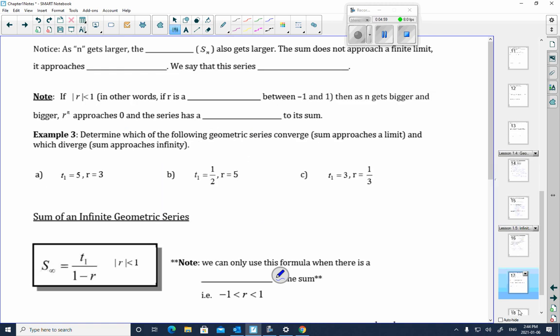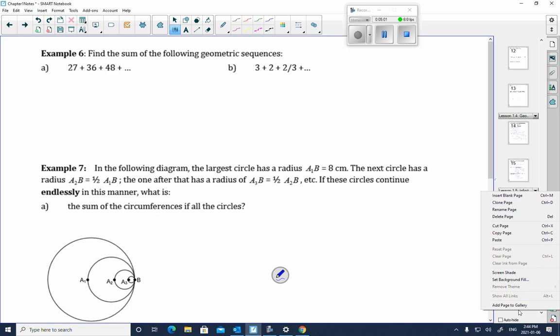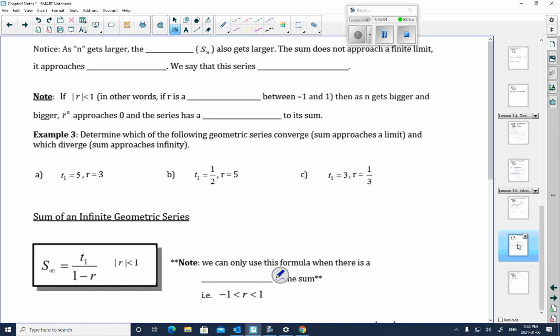So as n gets larger, what happened there? As n gets larger, the sum also gets larger. The sum does not approach a finite limit, it actually approaches infinity. This is the first introduction to what we talk about all the time in calculus. We say that the series diverges. If you think of something diverging, it just goes, whoa, you know?